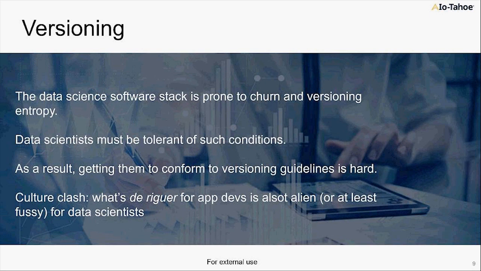But it is the crux of the culture clash. And we said it at the bottom of the slide here. There's a typo I just noticed, but what is de rigueur for application developers is also alien, or at least strikes them as fussy, for the data scientists. There is a double standard, there are different expectations, there are different metrics for success between these two groups. And that's something we have to address, not just on your project, but probably on every single production AI project.